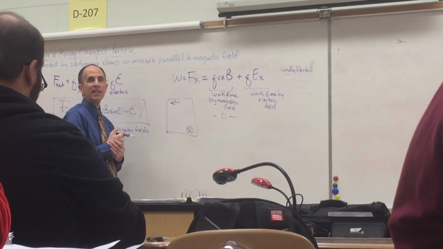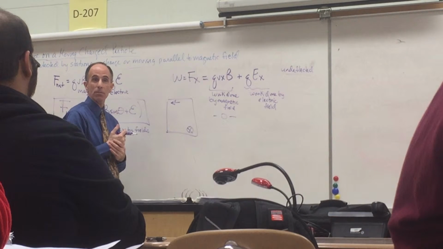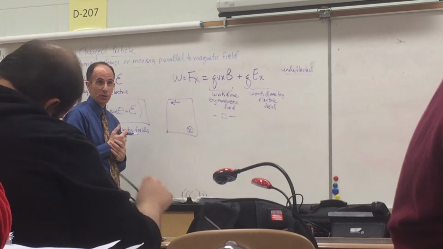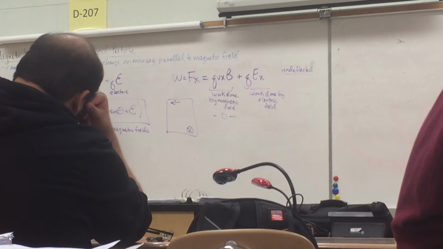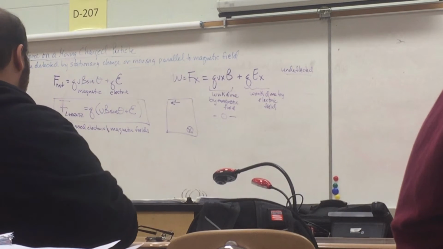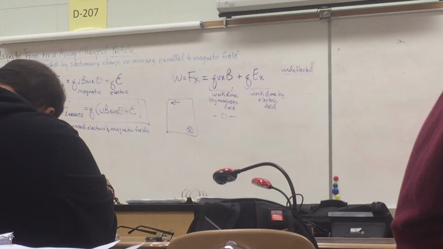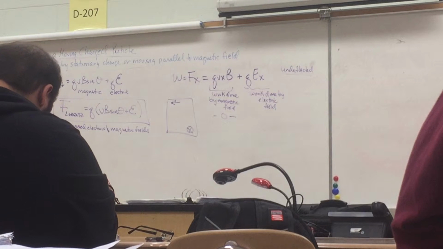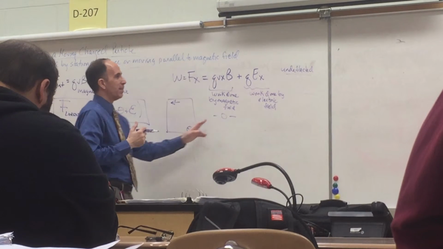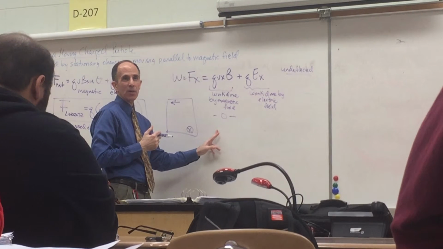Is v the same direction as s? Is your displacement the same direction as your velocity? No. Okay, they're perpendicular to each other. They're usually perpendicular to each other because they're a cross product. If they're mutually perpendicular to each other and it's a cross product, it's 0. Okay, so work done by the magnetic field, work done by the electric field. The only thing this is going to change about the particle is what?